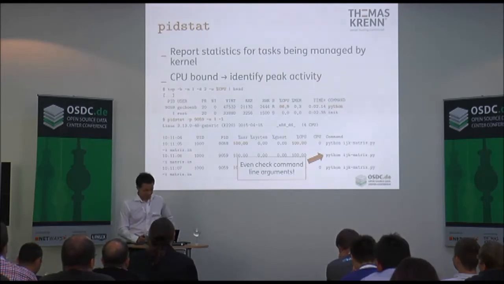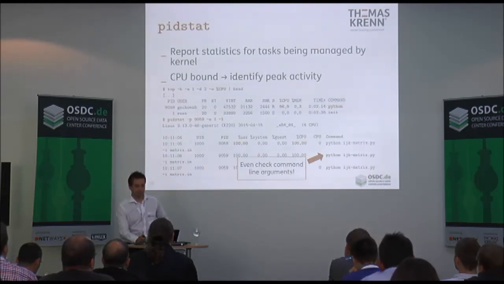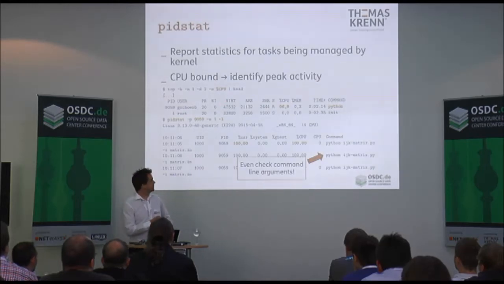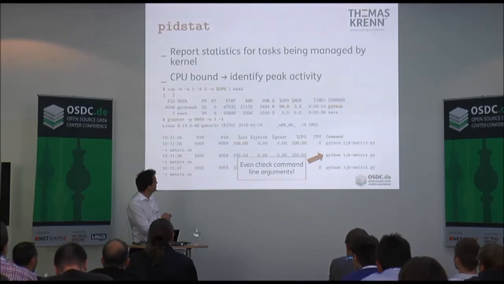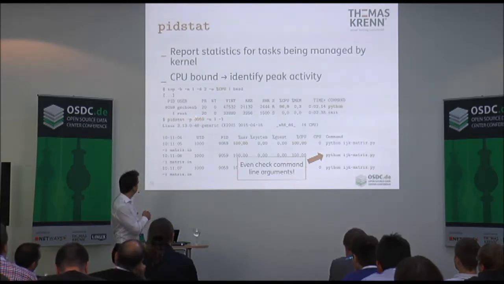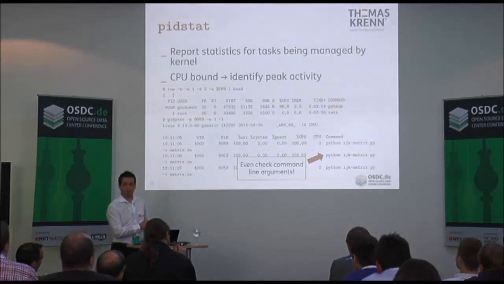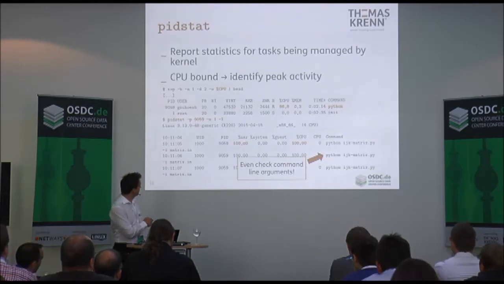pidstat reports statistics for the tasks currently managed by the kernel. You have two reports available. If your task is CPU bound, then you can identify the peak activity with the CPU report. First call top in batch mode and sort by the CPU column. And you can check, okay, there is some Python script running, and it is using 96% of my CPU and consuming some memory. If you want to know more about that Python script, then you can call pidstat with the process ID you've got from top. Then you can check the utilization report, and we will call that one time. And then you can see, okay, there's a matrix multiplication running in Python, all done in user application code. So we have 100% user utilization and no kernel code involved. And it is using 100% of CPU.